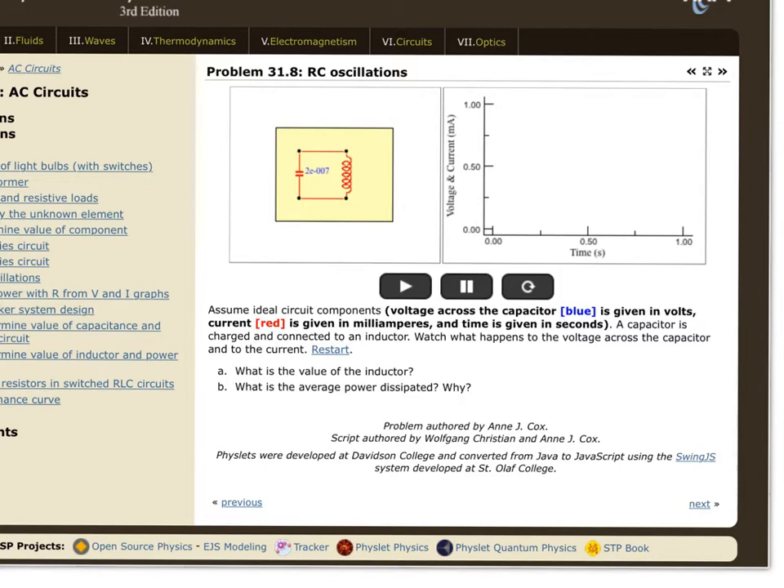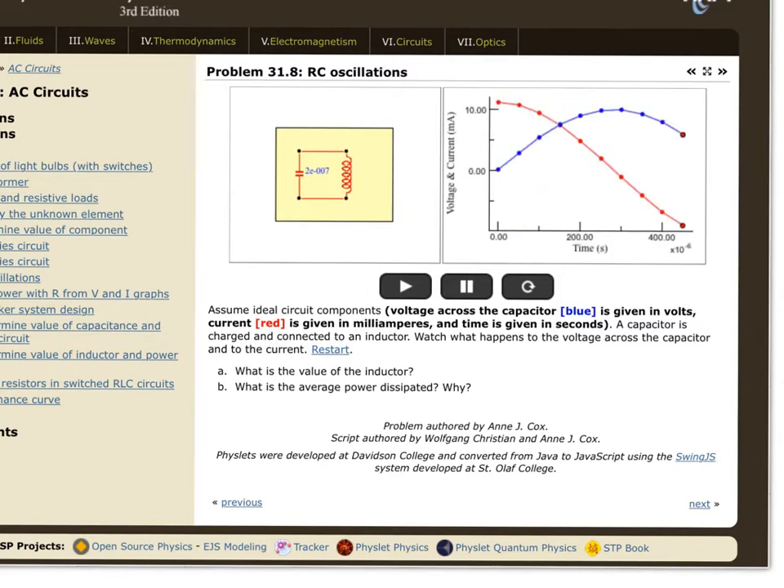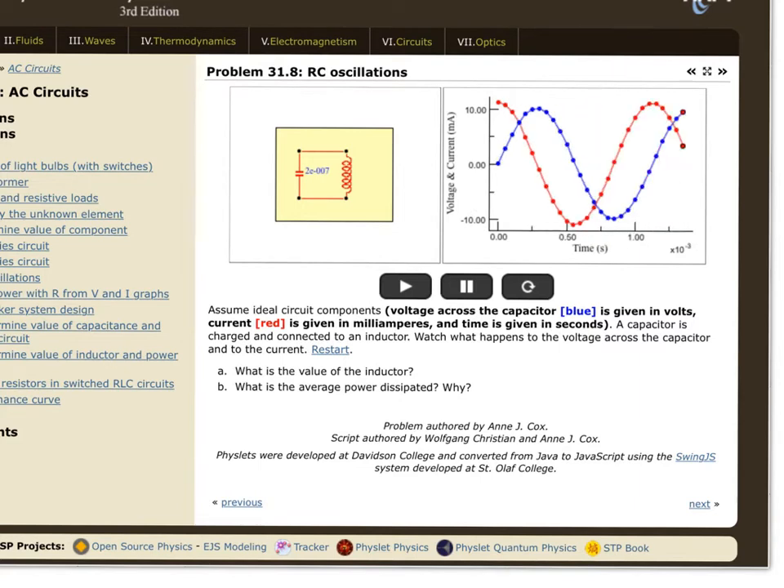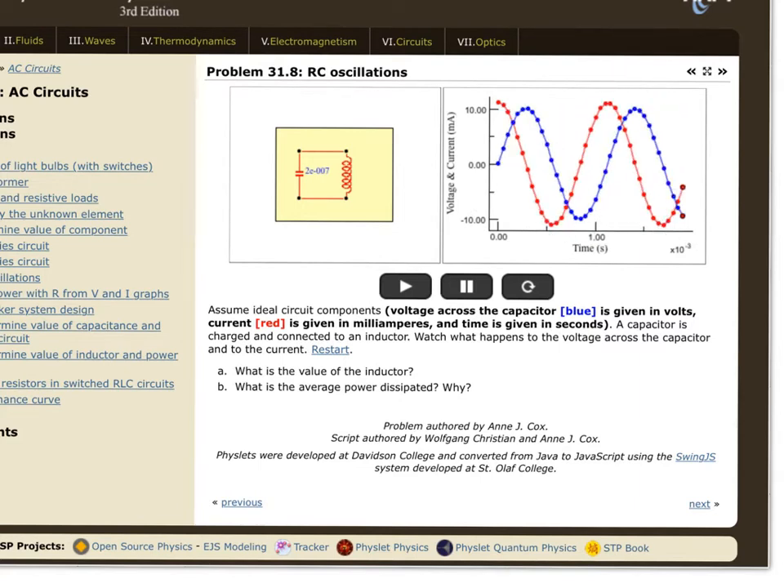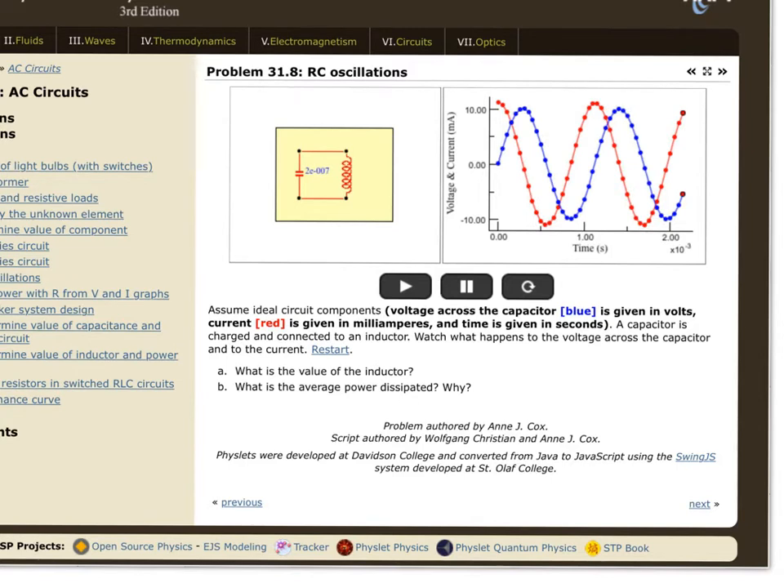And it says that the capacitor is charged, so the capacitor will discharge through the inductor and charge the inductor, and then the inductor will discharge back onto the capacitor, and the voltages and the current and the energy will oscillate back and forth according to sine and cosine functions. So let's play and watch that happen. And so we want to let it run through at least 1.5 periods.